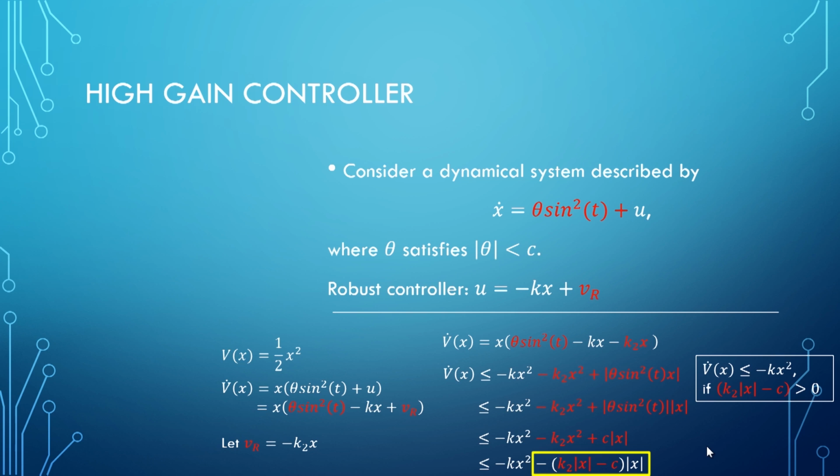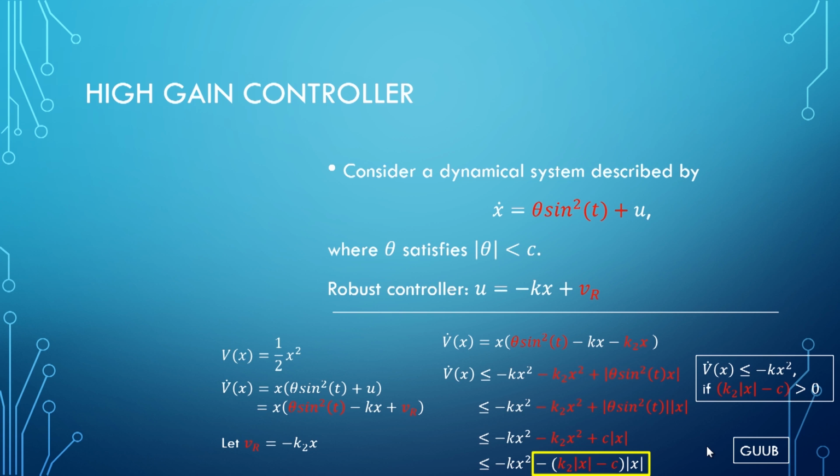Okay. So V dot will be upper bounded by minus kx squared, if this term is positive, if this is greater than c. So from here, it's globally uniformly stable. Why? Because you won't converge to 0. When you see this, you cannot say it's negative definite, because as x is trying to converge to 0, this term will be 0. But it's a constant here, it's a positive constant.